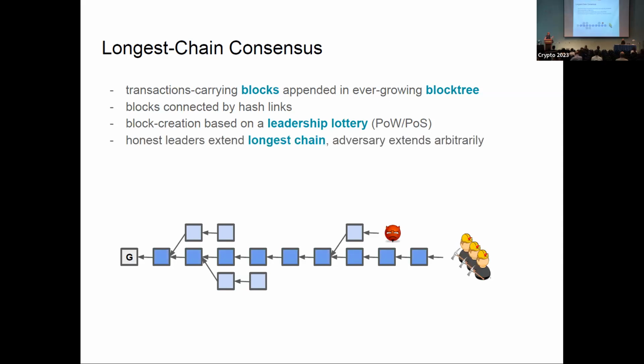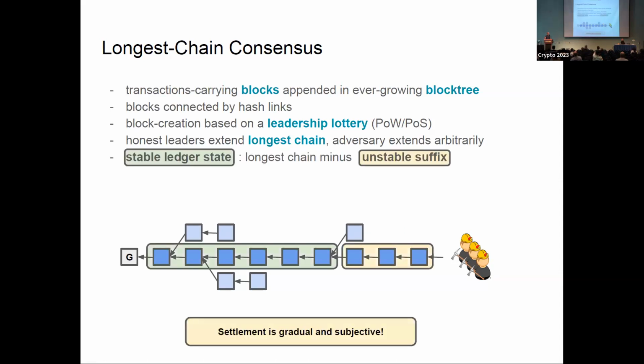Importantly, honest leaders are mandated in this whole class of protocols to extend the longest chain in the block tree that they see. Whereas the adversary, of course, when he's allowed to create a block, can put his block wherever he wants. Parties interpret the longest chain that they see as consisting of two parts: the stable ledger state, a prefix of the longest chain, in which they believe all the transactions are there to stay forever, and some unstable suffix that might potentially change in the future due to the longest chain rule.